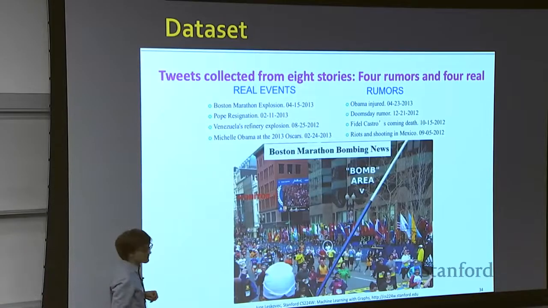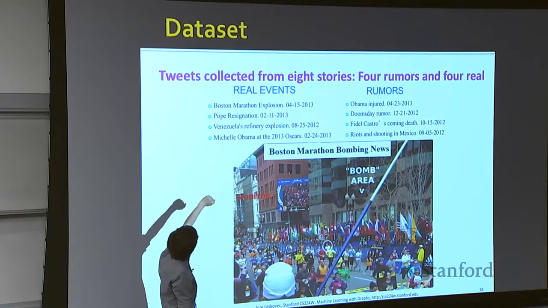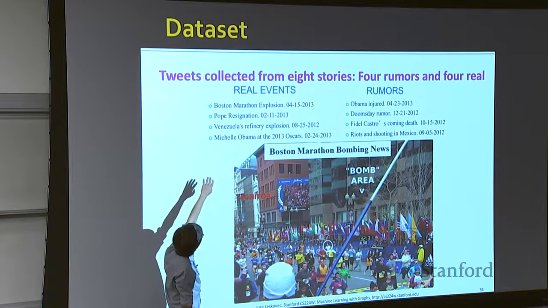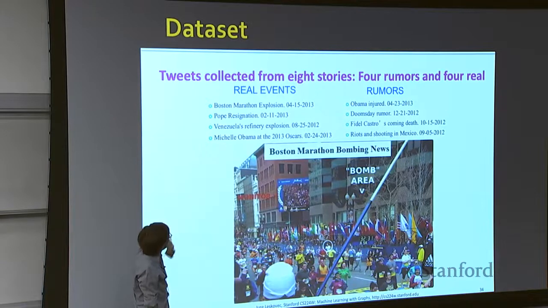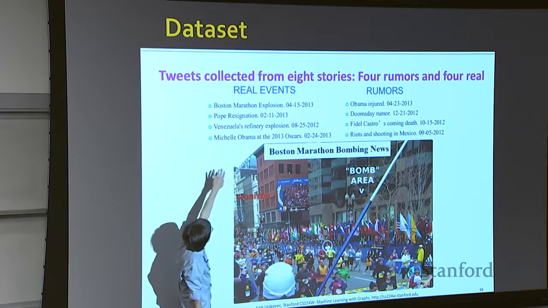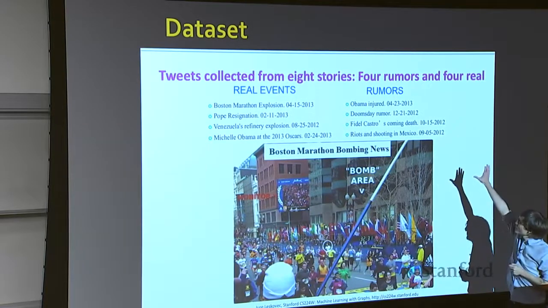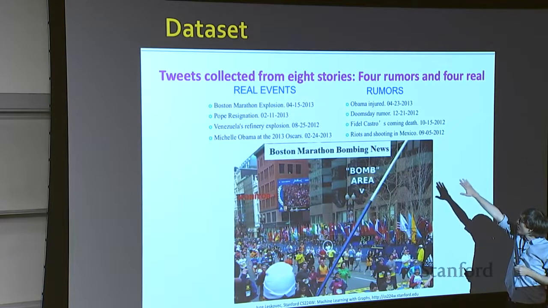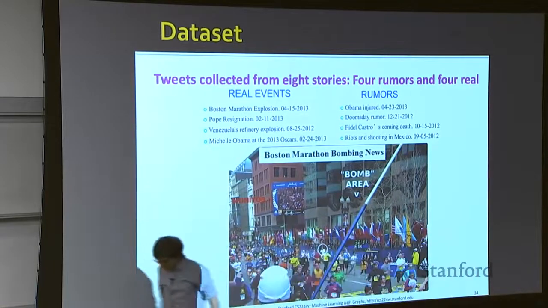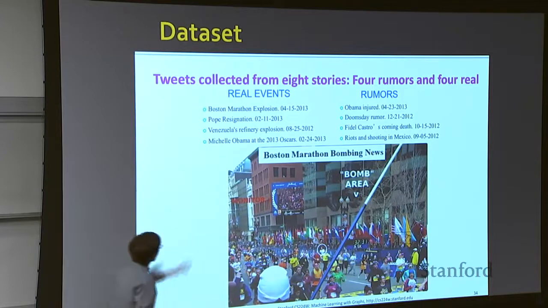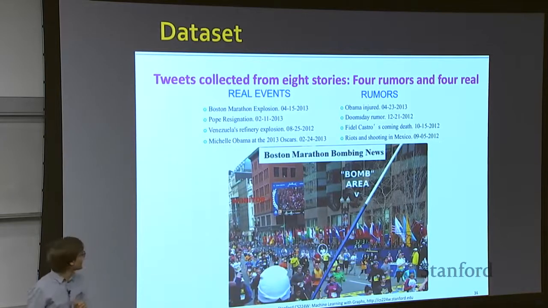Just as a case study of this model, what did they do? They took 8 different events from Twitter. Real events were the Boston Marathon explosions, resignation of the previous pope, some explosion in some oil plant in Venezuela, and something about Michelle Obama at the Oscars. These are real events. Here are rumors or fake news: Fidel Castro, some shooting in Mexico, doomsday, and Obama getting some injury. And they were trying to collect data about retweets of these 8 different stories, and then try to estimate the parameters of the model.